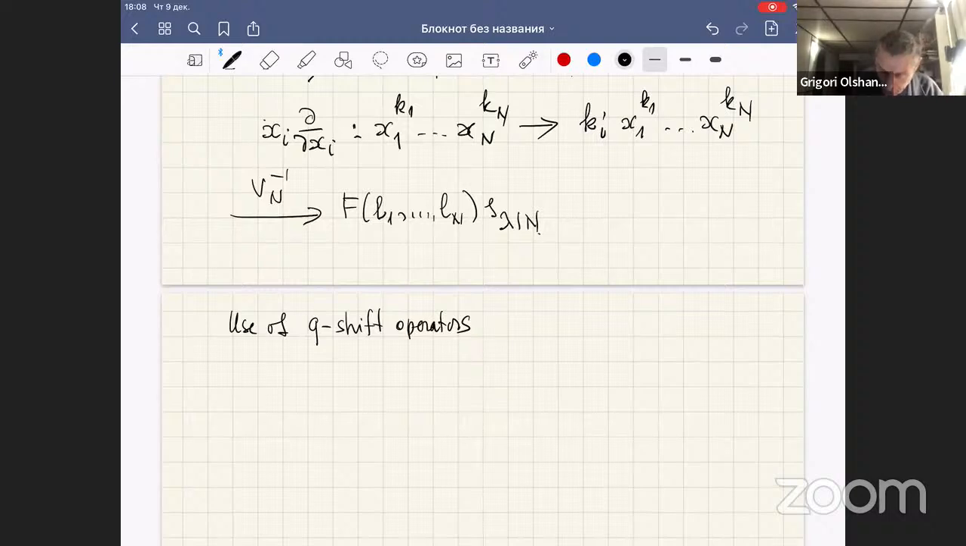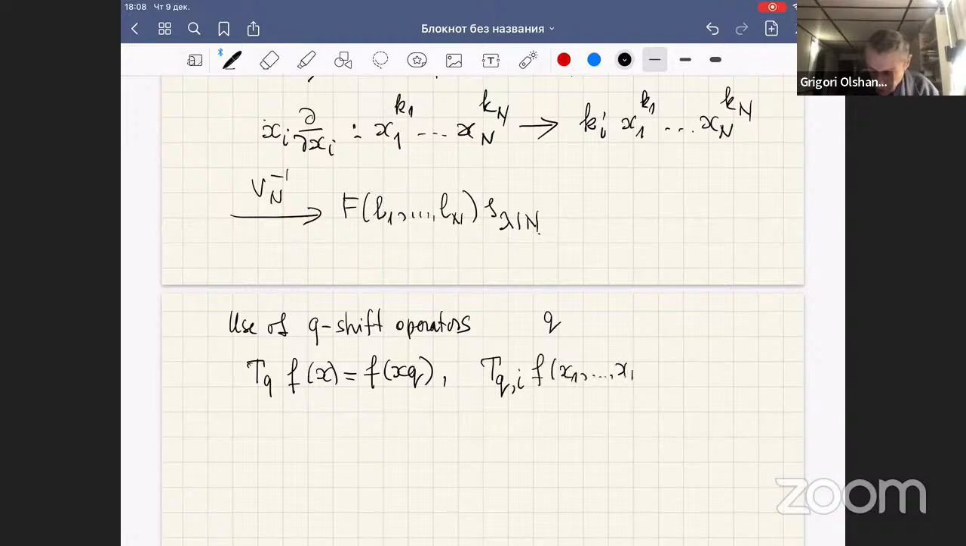So what is the q-shift operator? In the one variable case, q is some non-zero parameter. This operator acts on a function in one variable simply as follows: we multiply the argument by q. If you have a function in n variables, we can introduce a partial version, which means that the variable number i is multiplied by q. All other variables remain intact.